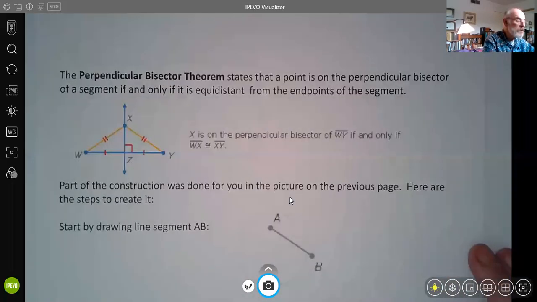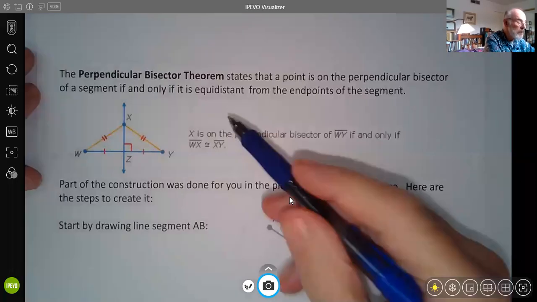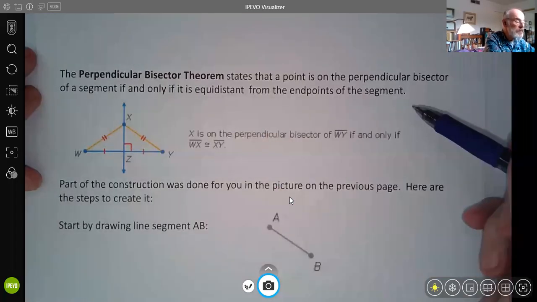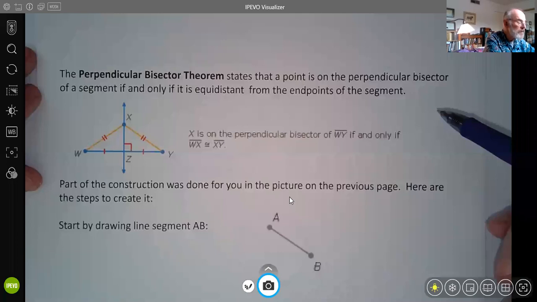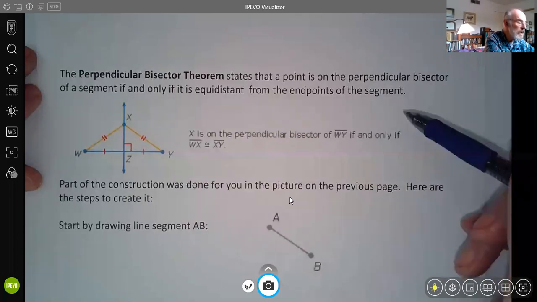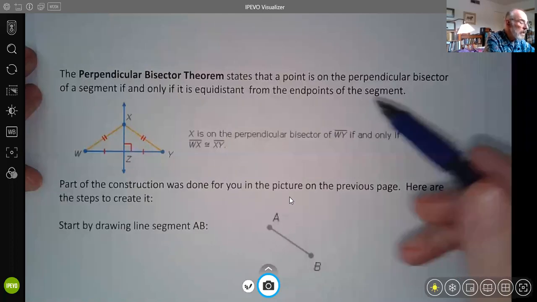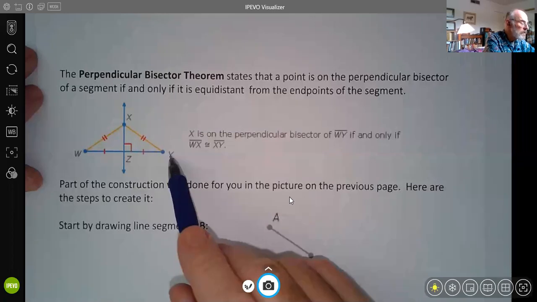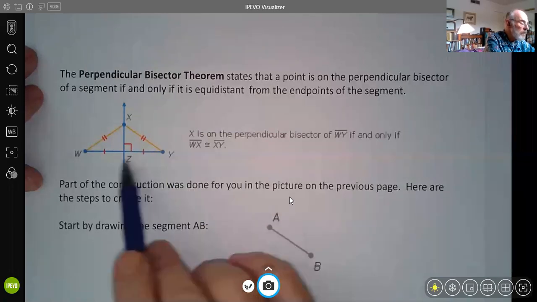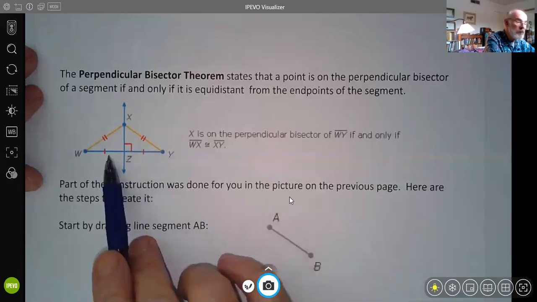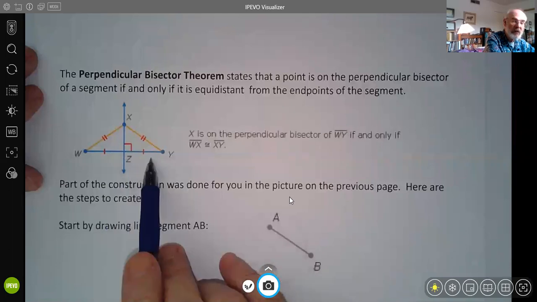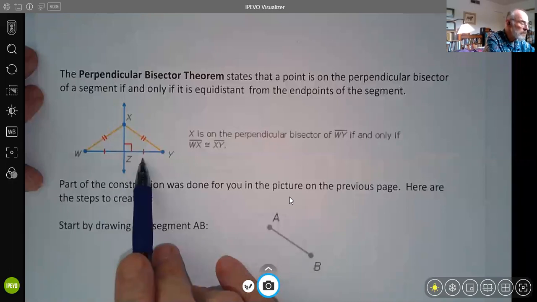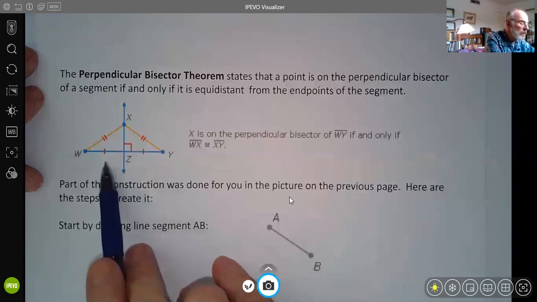We're going to again use the perpendicular bisector theorem, which states that a point is on the perpendicular bisector of a segment if and only if it is equidistant from the endpoints of the segment. So Z is equidistant from the endpoints W and Y here. How do we know this? Because you see the two tick marks, that means congruency as well. You don't have to put numbers in there, you can use the tick marks. And they're single tick marks, so they mean one is congruent to the other.